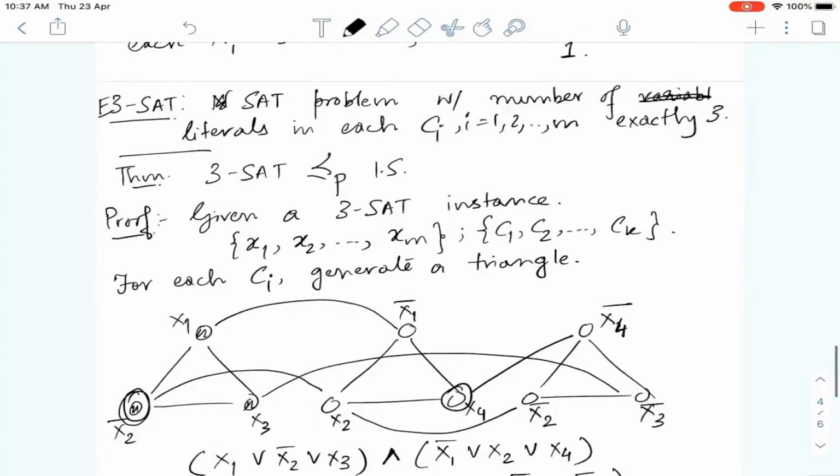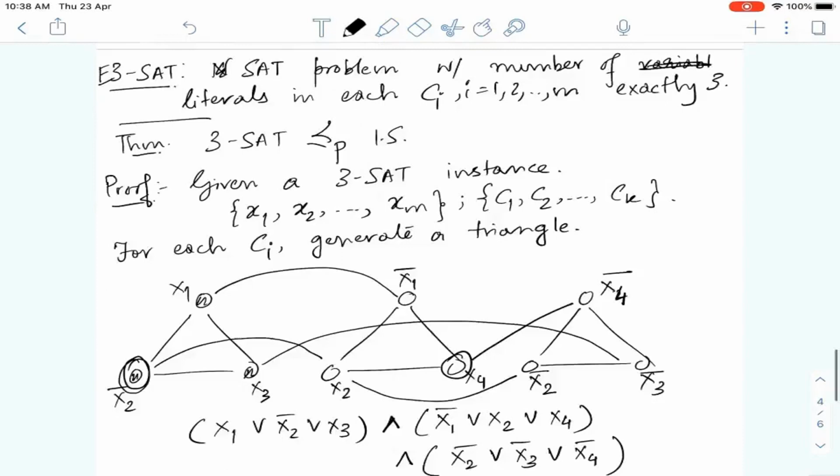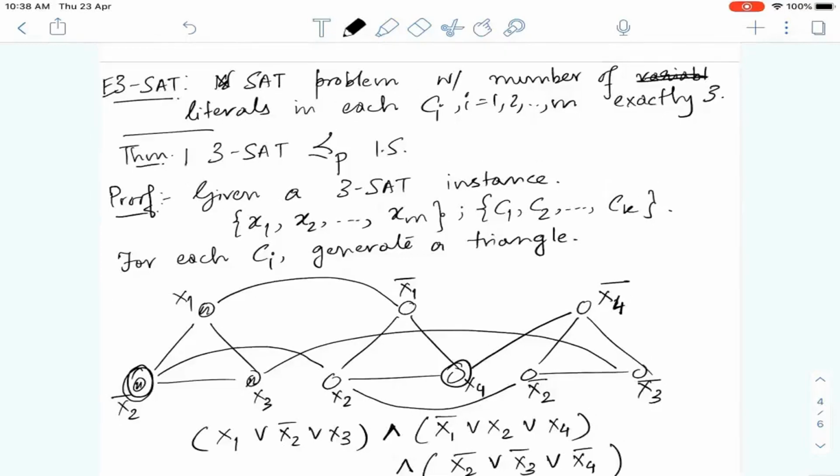Okay, so how do we do this reduction? And remember, what is the independent set problem? We are given a simple undirected graph, and we seek a subset of vertices such that this set does not have any edge between any pair of vertices. That's the independent set problem. And the decision version would be: given a number k, does there exist an independent set of size k? Right, so let's do this reduction from E3-SAT to independent set.